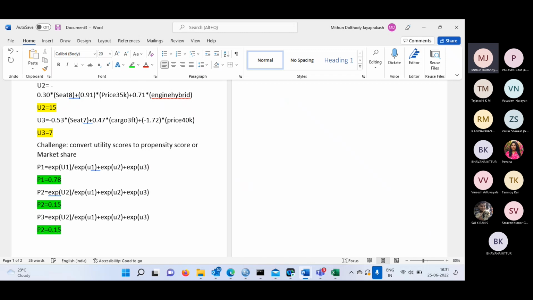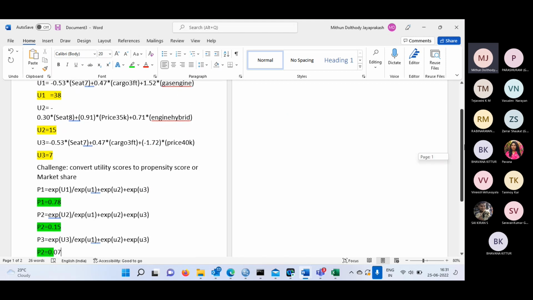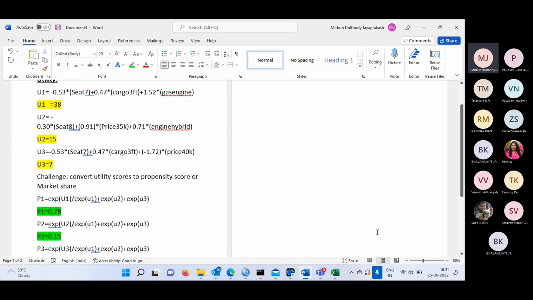Call this P3: exponential of U3 divided by this, 78.78.15, and this could be around 7%, which means, sorry, this is 7.07, which means that the market share for a vehicle with these characteristics. First one, please take a look at the first one.